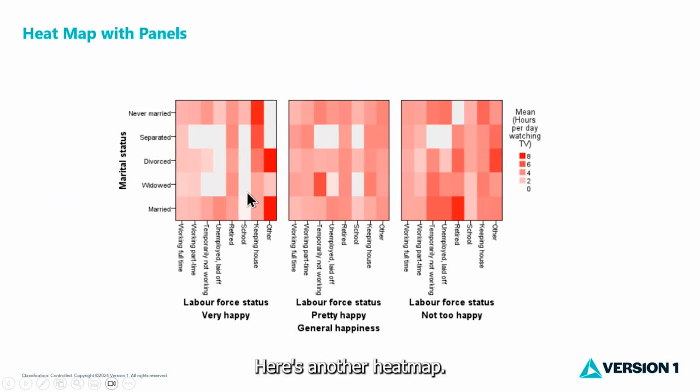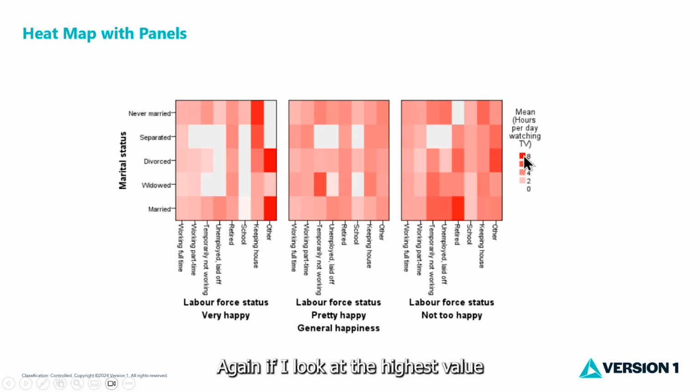Here's another heat map. So again, we're looking at labor force status, marital status, and we've also paneled it by self-reported happiness. So here we're looking at very happy. Here we're looking at those who said they were pretty happy. And here we're looking at those who are not too happy. And again, we can look at average hours per day watching TV, and we can look for the highest values here. Perhaps we're interested in the lowest value here.